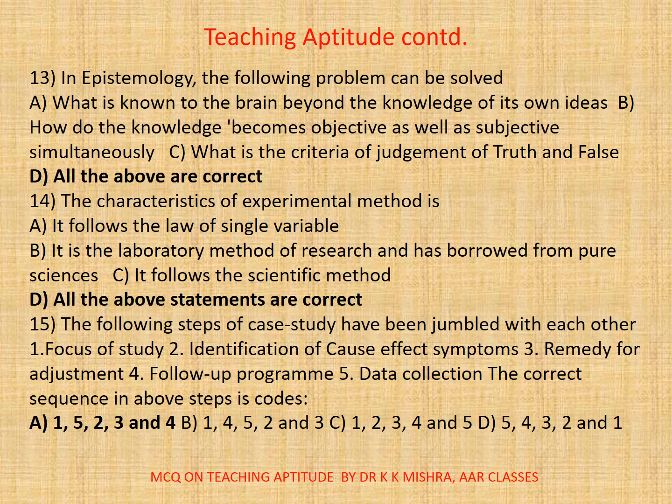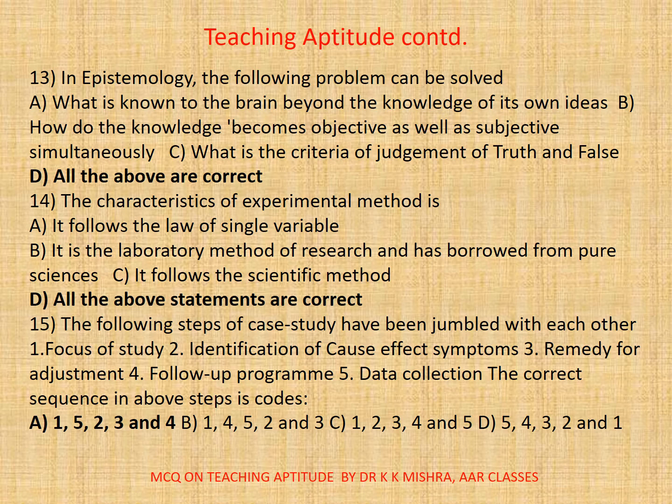13. In epistemology, the following problems can be solved: A. What is known to the brain beyond the knowledge of its ideas? B. How does knowledge become objective as well as subjective simultaneously? C. What is the criteria of judgment of truth and false? D. All of the above are correct. The correct option is D.